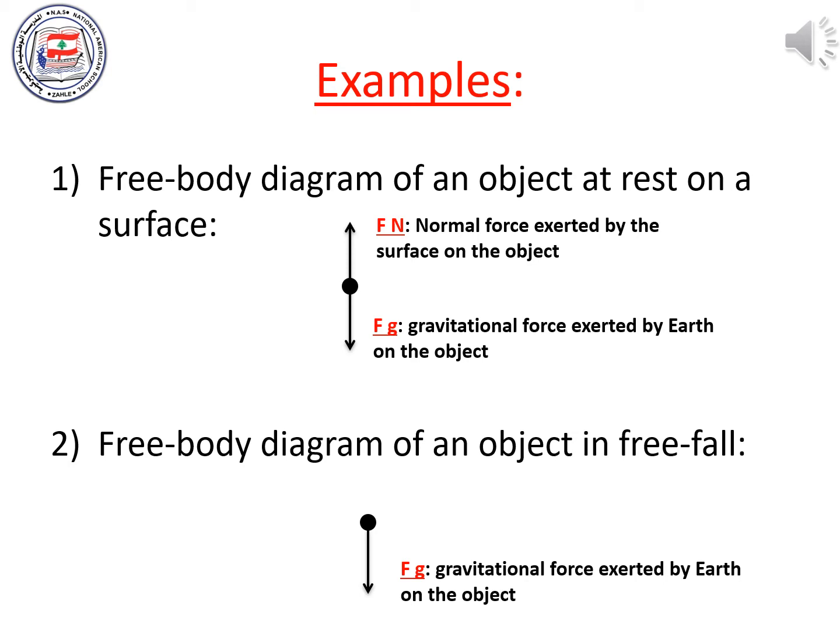The first force is the gravitational force exerted by Earth on the object, and the direction is downwards because the gravitational force pulls the object downwards. And the second force is the normal force, and it is exerted by the surface on the object, and the direction is upwards. In the second example, which shows a free body diagram of an object in free fall, we already know that an object in free fall has only one force acting on it, which is gravitational force. Since here we ignore air resistance, the free body diagram shows the object as a dot and only one force acting on it, which is the gravitational force exerted by Earth on the object, pulling it downwards.